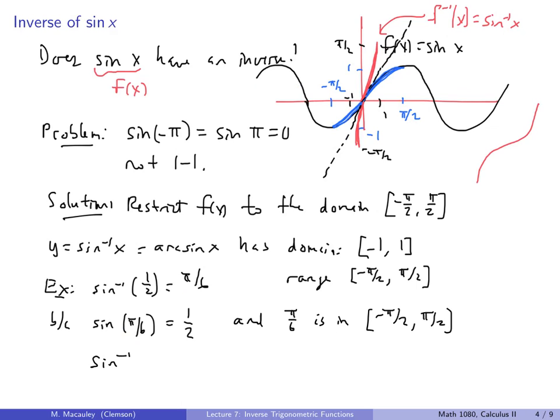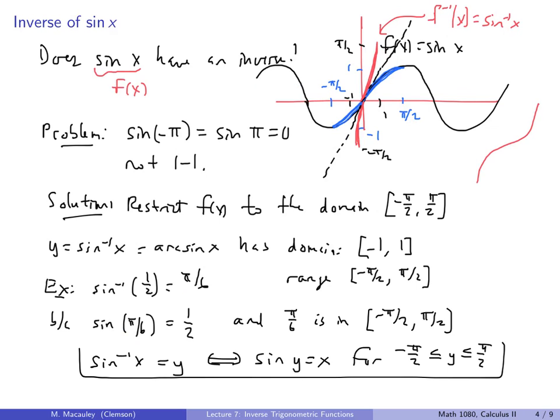Inverse sine of x equals y if and only if sine of y equals x, where y is between negative pi over 2 and positive pi over 2. And again, the domain and the range we saw are reversed, and these are inverse functions because this holds here. Okay. Similarly, we can define arc cosine of x on a restricted domain.